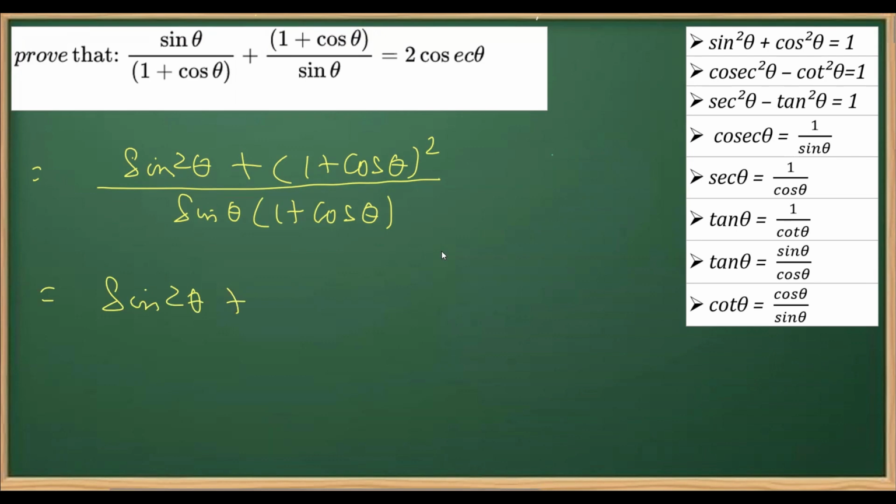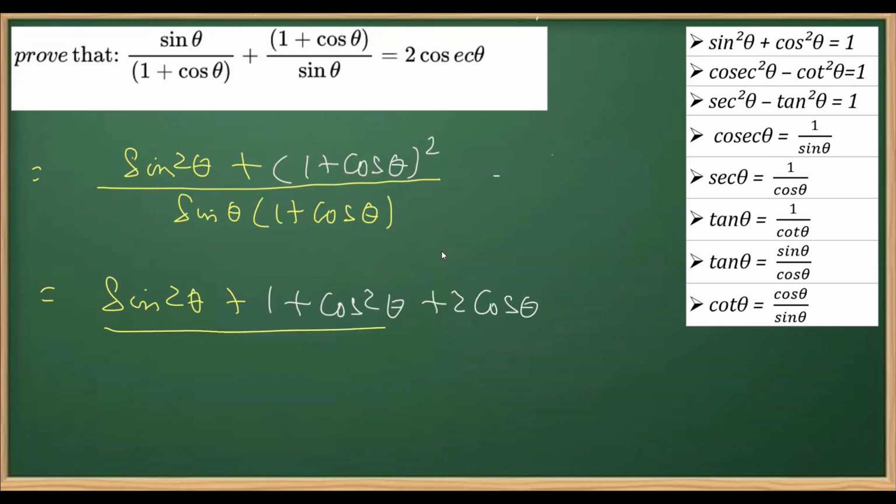On this part, I'm going to apply (a plus b) whole square, which is what? a square plus b square, that is cos square theta, plus 2 times a into b, that is a is 1 and b is cos theta. So 1 into cos theta is cos theta.